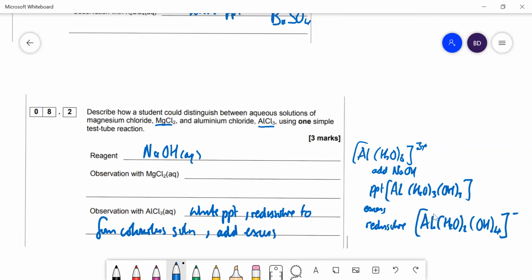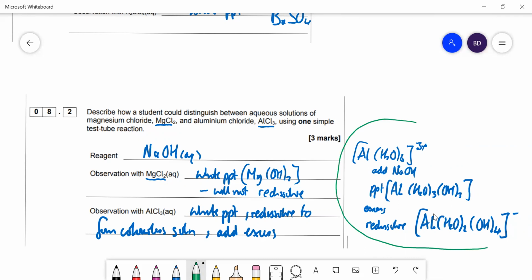What will happen if you add sodium hydroxide to magnesium chloride? You probably recall group 2, magnesium hydroxide is very insoluble, so you'll get a white precipitate of magnesium hydroxide, and that will not redissolve, even if you add lots and lots of excess sodium hydroxide. So add sodium hydroxide, white precipitate in both cases. The white precipitate in the case of aluminium will redissolve. I'm giving you a bit more background here. Obviously, you don't need to write all this in your answer. I'm just trying to explain where the answers are coming from.